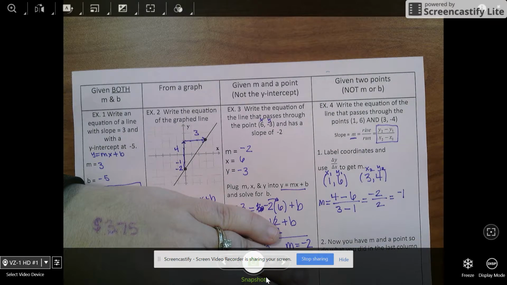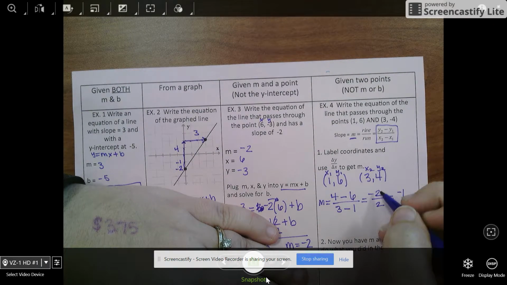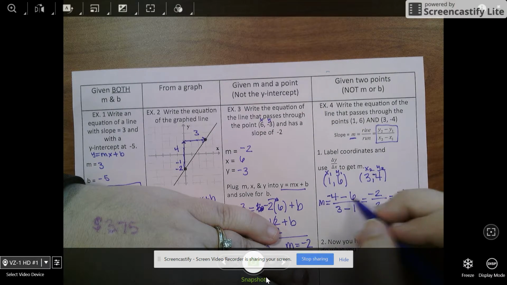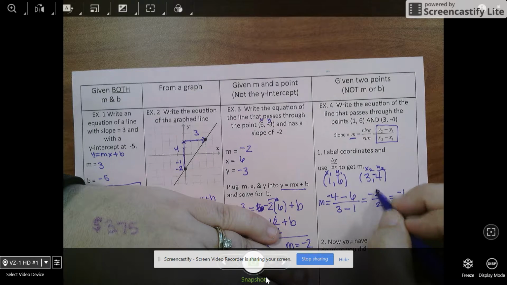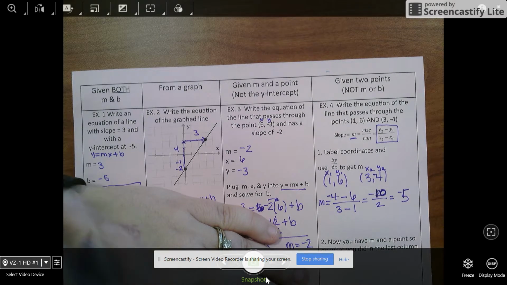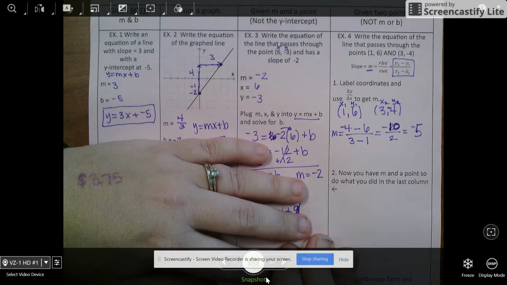And I want to make sure I did that right because now it's looking crazy. Did I write down the point wrong? I did. This was a -4. I apologize. -4. Okay, so that's actually going to give us a -10. Okay, -10 divided by 2 is actually -5. I apologize.